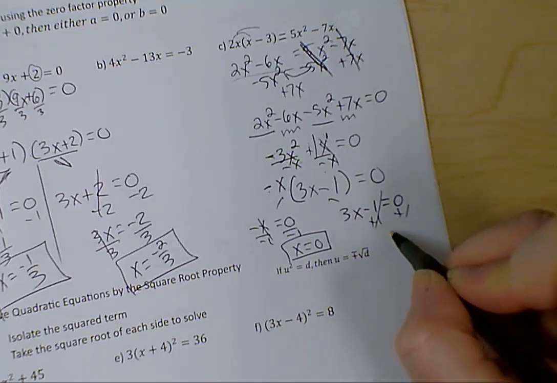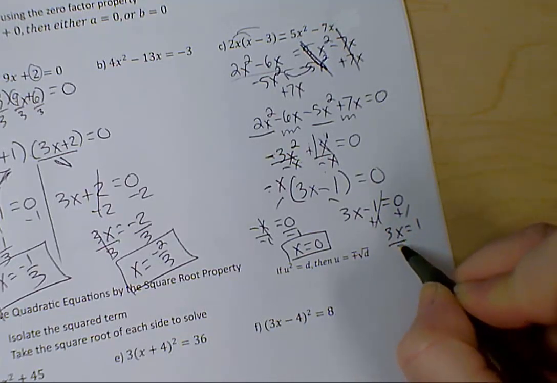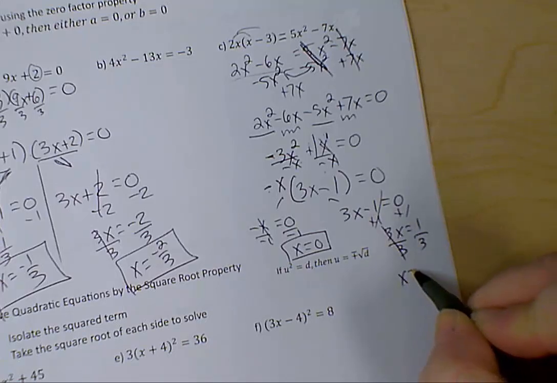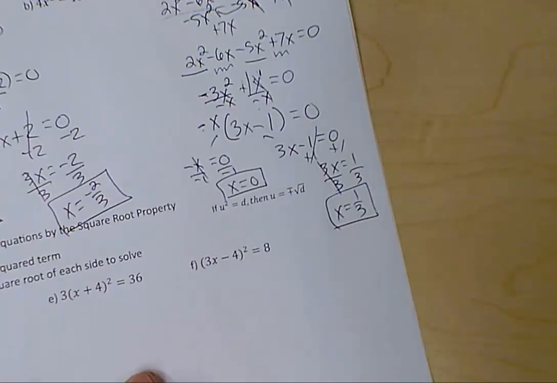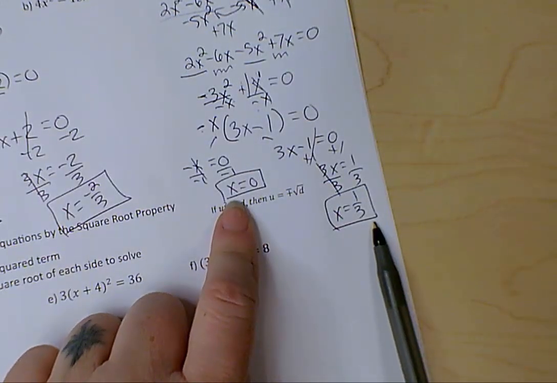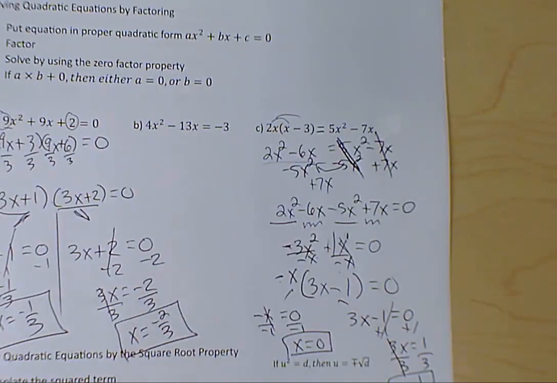For this one, we will add the 1 to the other side. We will then divide by the 3 to get that x is equal to 1/3 as our two solutions for this quadratic equation.